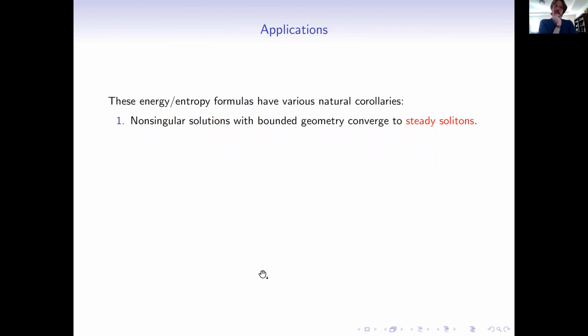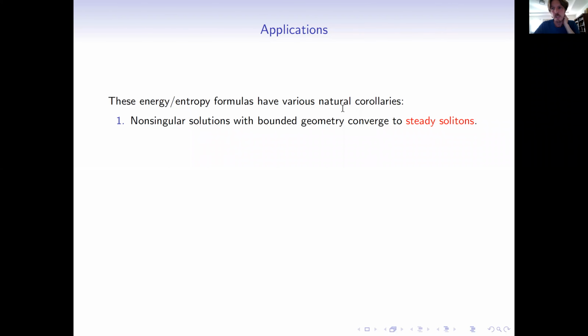So let me just end by discussing a few natural applications of these energy and entropy formulas, where again the proofs are standard, and you can look in the book. We discuss these results, but building on these monotone quantities together with this basic analytic structure theory, you can derive some nice corollaries.